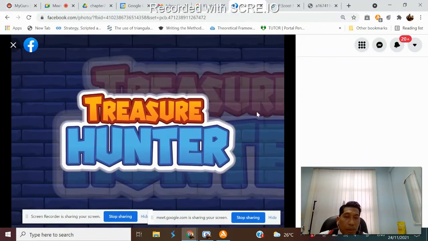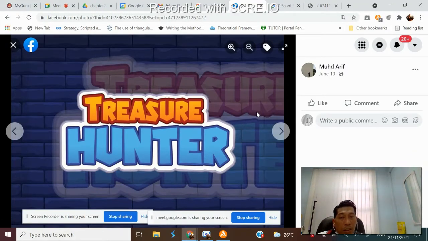And this is some other good ideas, which is treasure hunter. So this is in a way for us to advertise UPSI, or to advertise Tanjung Malim, to help boost the economy of Tanjung Malim, so that people can come over to Tanjung Malim. So we create activities.